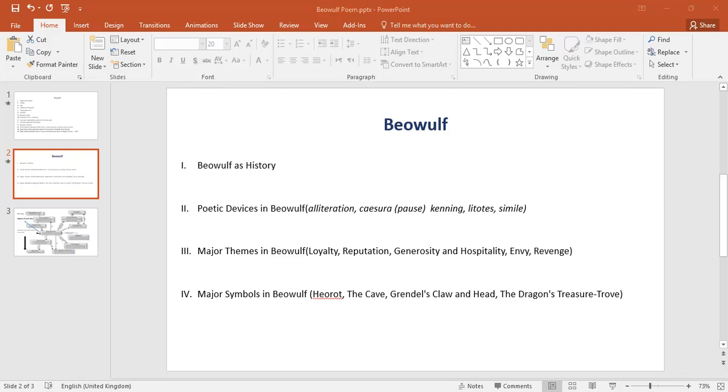or his reputation. And there are many examples of reputation in this poem, for which Beowulf fought.